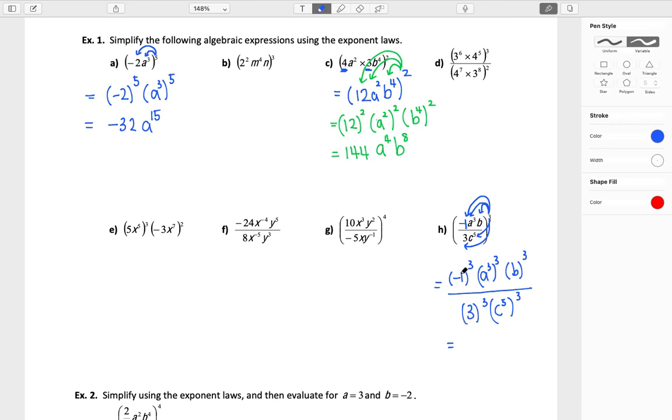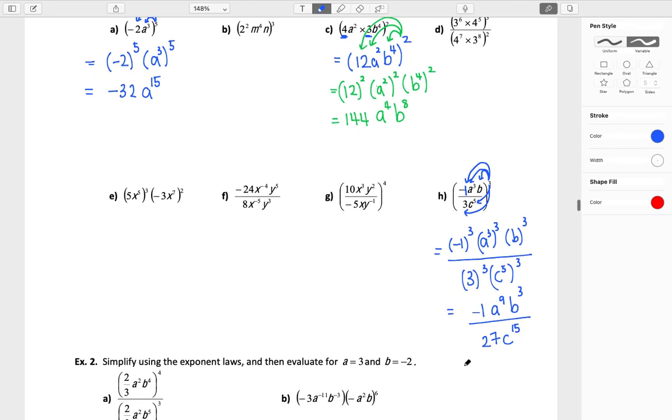Then let's simplify. Negative 1 to the 3 is going to give me negative 1. And it's going to give me a to the 9, since 3 times 3 is 9. b to the 3 over 3 to the 3 is going to give me 27. And c to the 15. Okay, so this will be your final answer. But usually 1 is invisible, so I could just omit 1. So it's negative a to the 9, b to the 3 over 27, c to the 15.